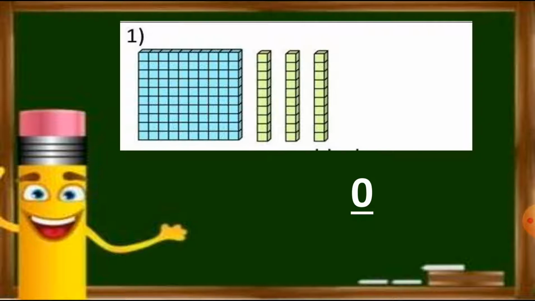Now let's move to the tens column. You can see the standing lines which indicate the tens value. So students, how many are there? Let's count. 1, 2 and 3. Here are 3 standing lines which indicate the tens value. 1, 2 and 3. So I have to put 3 at the tens column. You can see I put the 3 there.